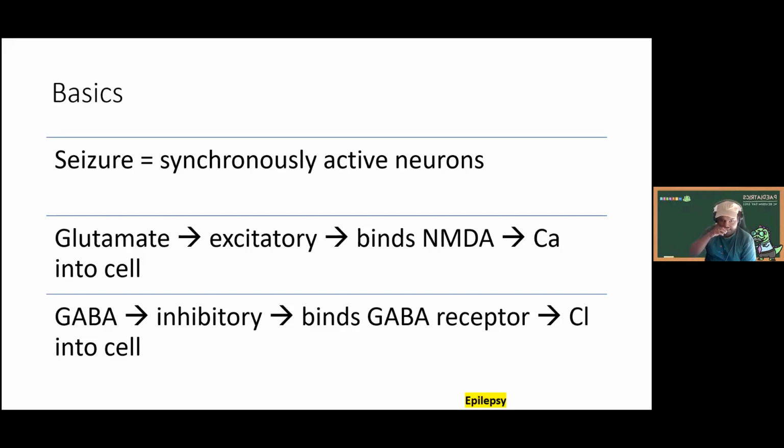Then we have GABA. GABA is inhibitory. It binds to the GABA receptor and lets chloride into the cell. And we can also have cases where the GABA channels are not open for long enough. So we can either have too much excitation or not enough inhibition.